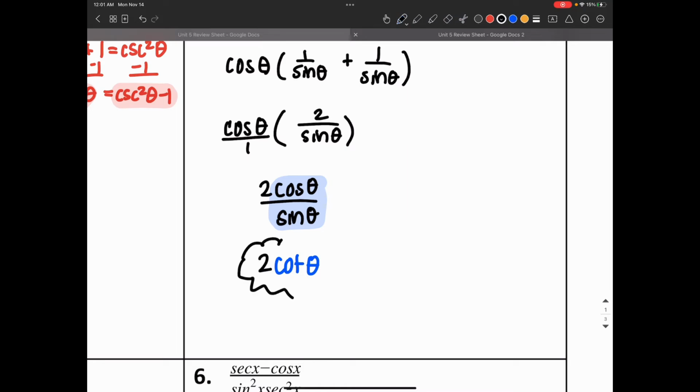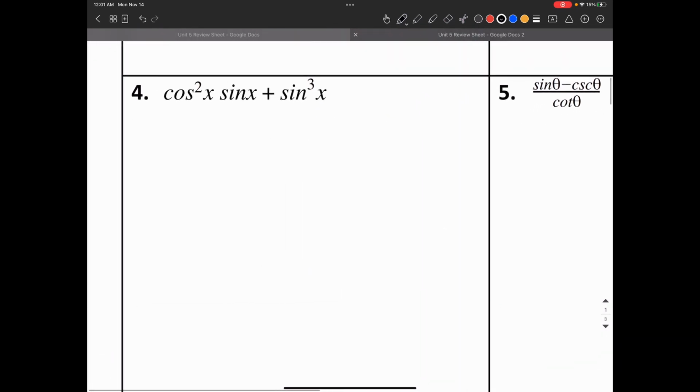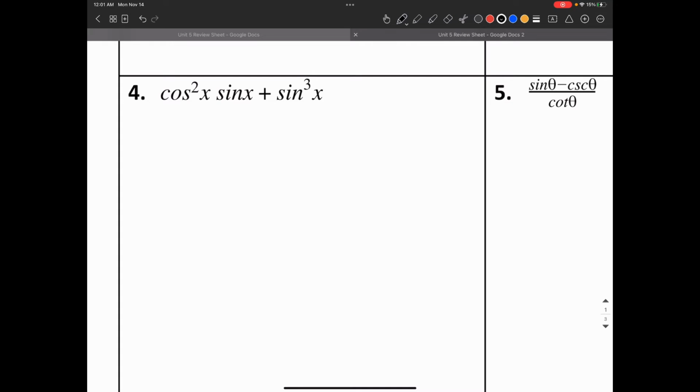So I have one term now by itself. That is my simplified trig expression. For number 4, I have cosine squared of x times sine of x plus sine cubed of x.